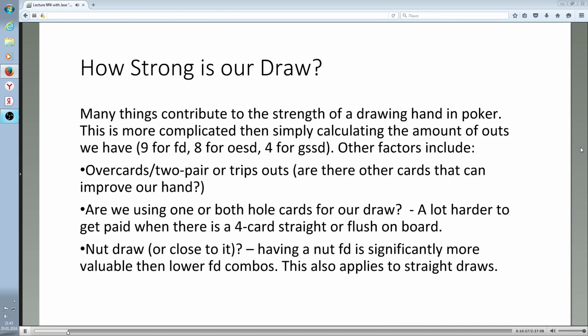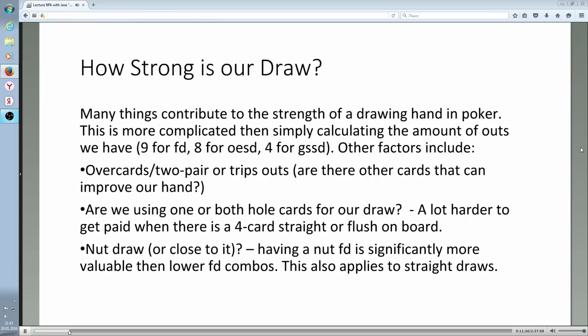So we're going to talk more about the strength of our draw. So how strong is our draw? Many things contribute to the strength of a drawing hand in poker, and this is more complicated than simply calculating the amount of outs we have. So of course, when we flop a flush draw, we have 9 outs, 8 outs for an open-ended straight draw, 4 for a gut shot. I know this is really basic and obvious, but we'll go through it anyways.